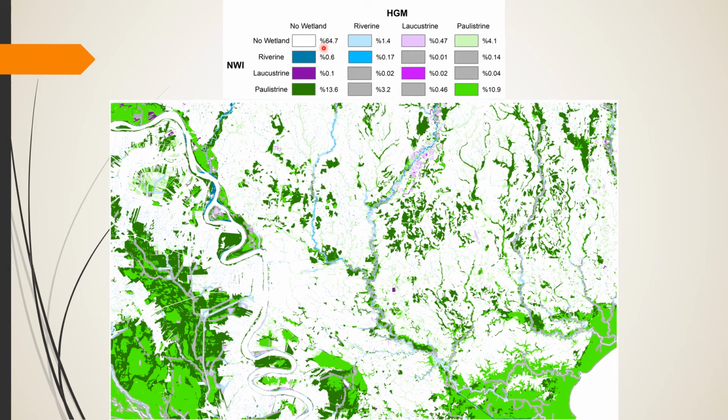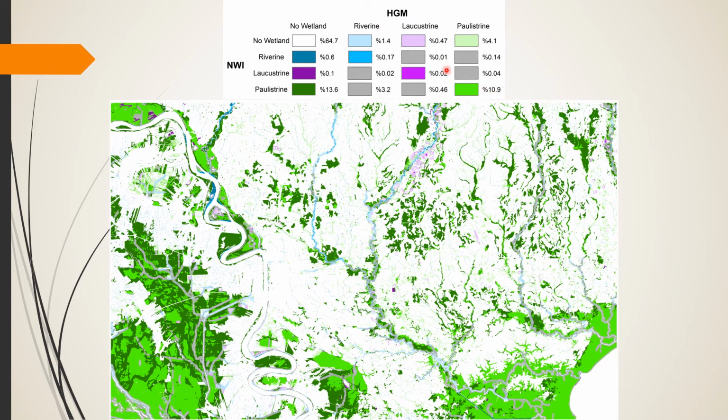The second and third highest numbers are to do with palustrine, however. So 13.6% of the study area are false negative palustrine, where the NWI says there were palustrine wetlands there, but the HGM did not pick it up. The third highest number is the true positives, so areas where both the HGM and the NWI agreed that palustrine wetlands exist there, and that's 10.9% of the study area.